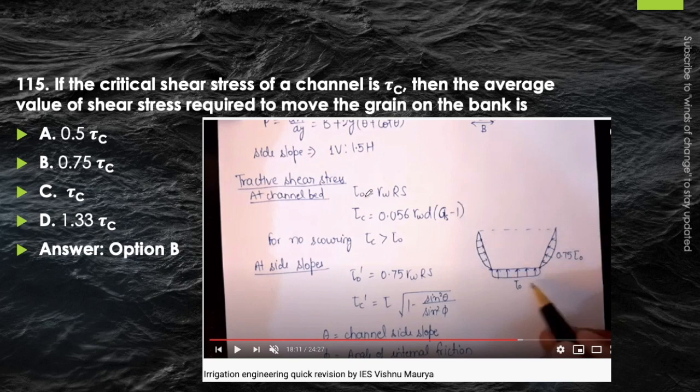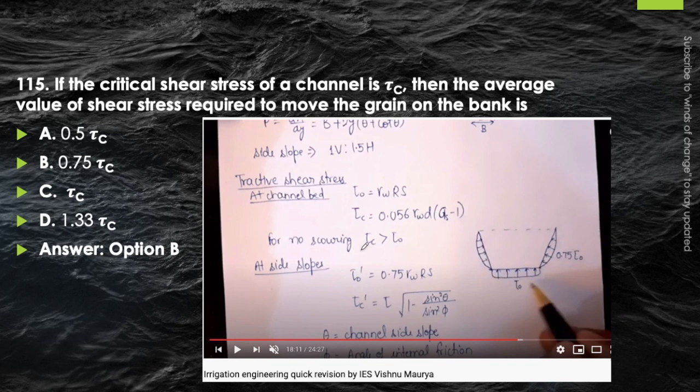This will be tau naught, that is at the channel bed. It will be gamma WRS. Now for no scouring condition, this tau c must be greater than tau naught. So we are taking a condition here that tau c is equal to tau naught at the channel bed level. And at the side slopes, this tau naught dash is given by 0.75 times gamma WRS. So it will be 0.75 times tau c if we consider tau naught equal to tau c.